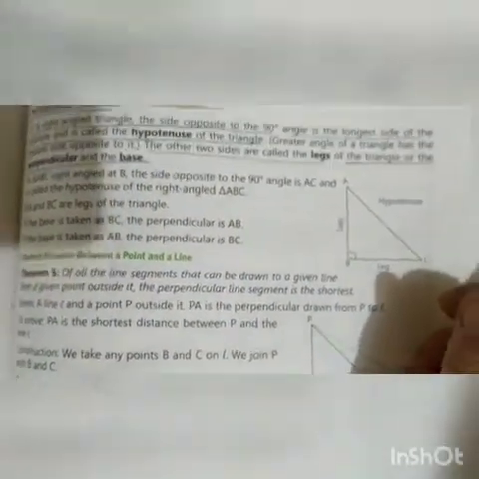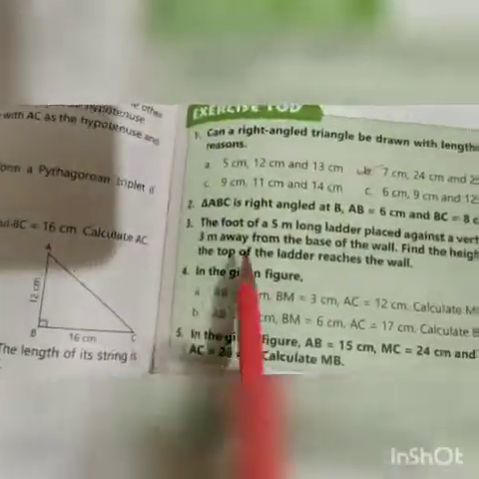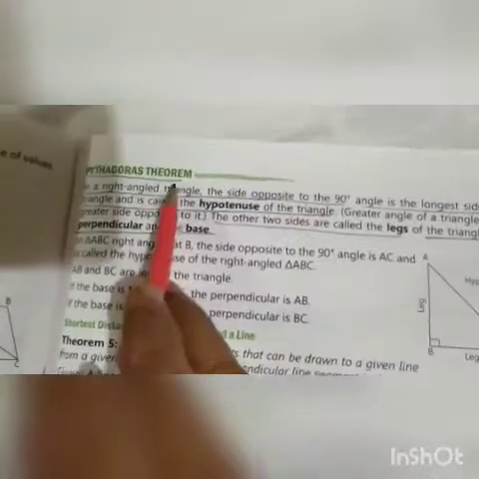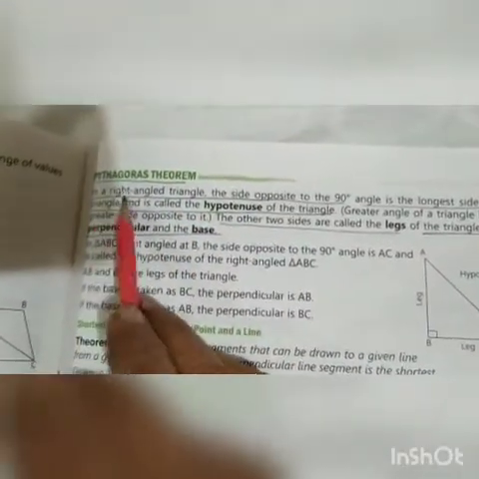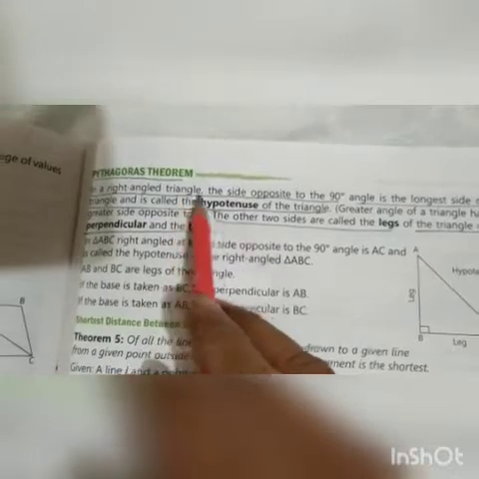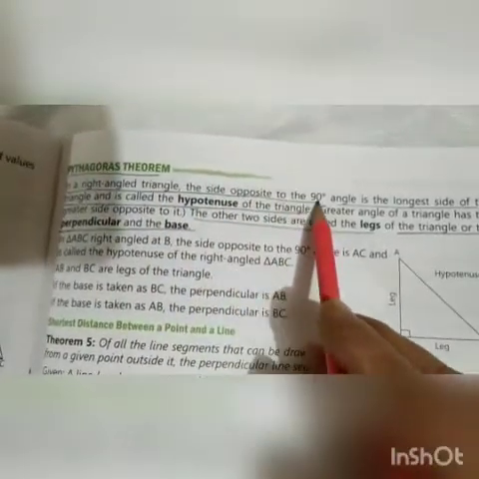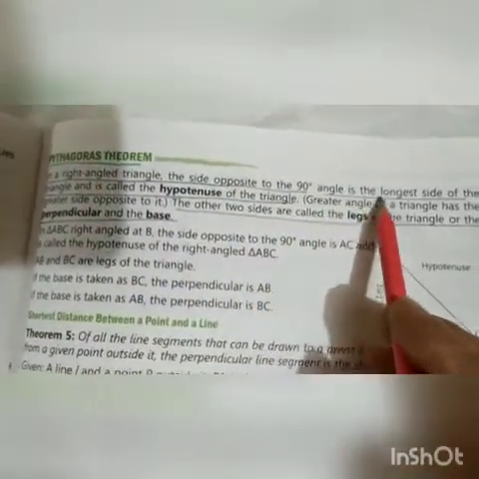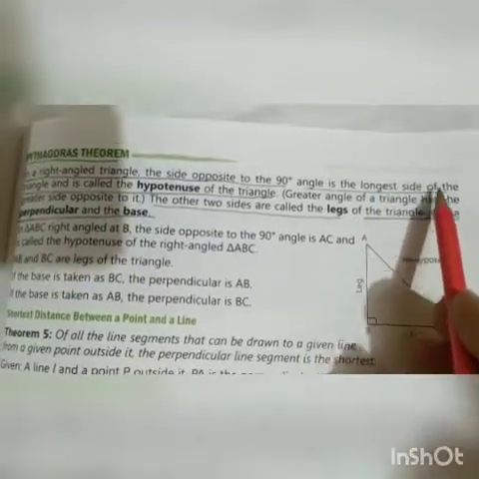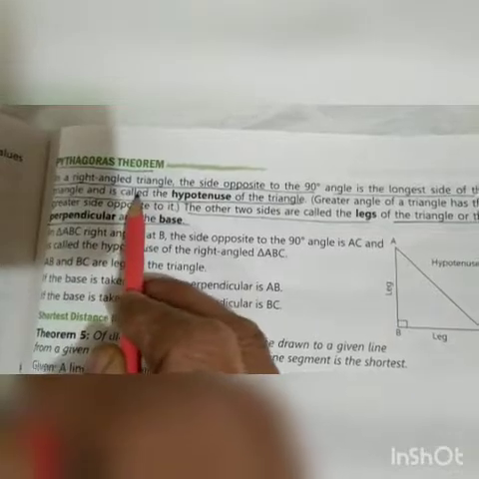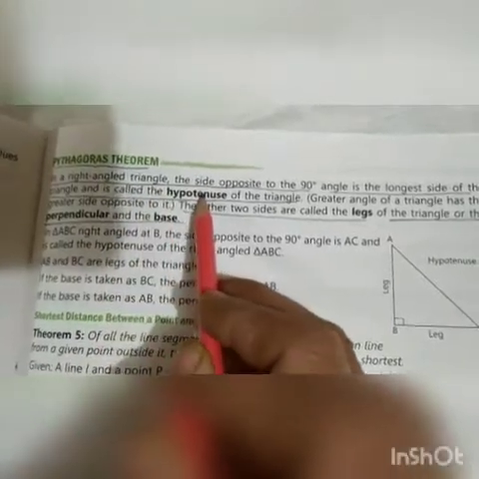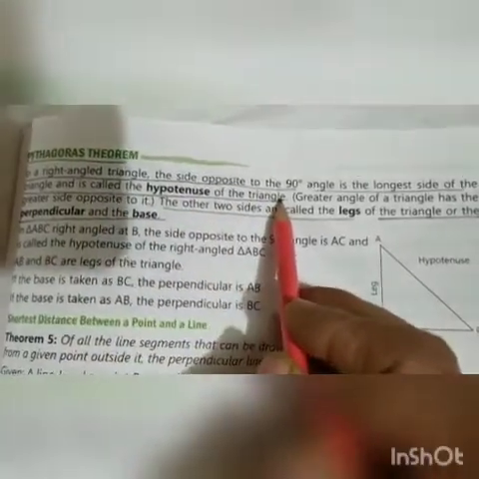Hello students. Today I am going to start this exercise 10D, which is based on the Pythagoras theorem. What is the Pythagoras theorem? In a right angle triangle, the side opposite to the 90-degree angle is the longest side of the triangle and is called the hypotenuse of the triangle.